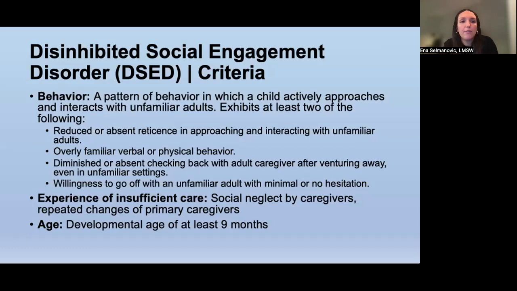Okay, so we've covered these first 2 disorders, which are related to childhood and early attachments. Next, we're going to move on to the most significant disorder in this section, which is PTSD.